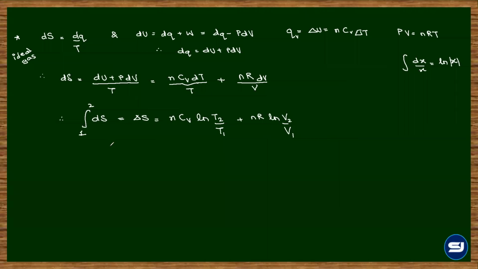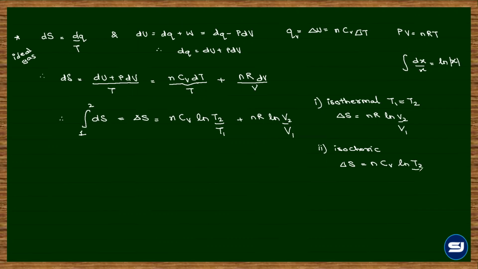So now see, if we quickly take the four cases again. Isothermal, what is going to go off? T2 by T1, because in isothermal the temperatures are equal, so ln 1 is 0, this term vanishes. What was the entropy change for isothermal? Hadn't we written nR ln V2 by V1? After isothermal, isochoric, which term will vanish? V2 by V1. So delta S was n Cv ln of T2 by T1.